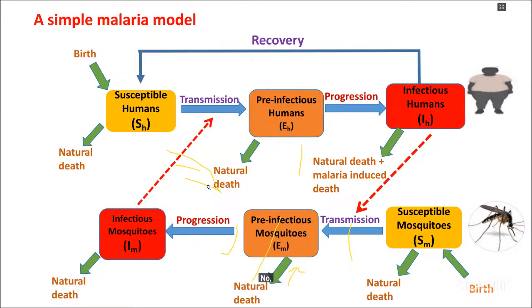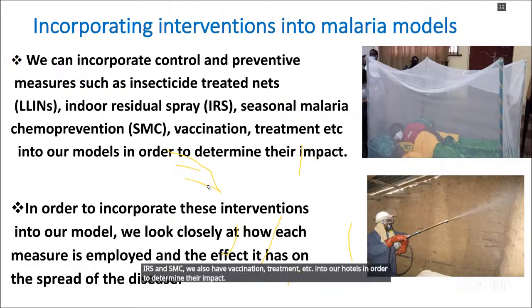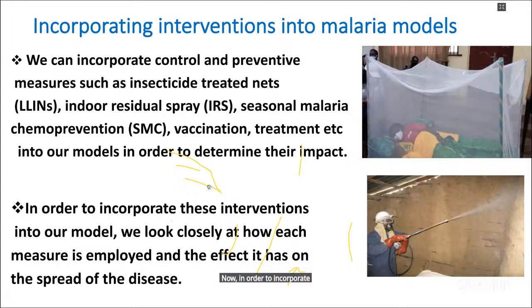Now let's move forward. How do we incorporate interventions? We have several interventions for malaria. How do we incorporate these into malaria models? We can incorporate control and preventive measures such as LLINs, IRS, and SMC. We also have vaccination, treatment, etc. into our models in order to determine their impact. To incorporate these interventions into our model, we look closely at how each measure is employed and the effect it has on the spread of the disease. You study the intervention. How does it work? How is it being deployed? That will inform how we incorporate it into the model.